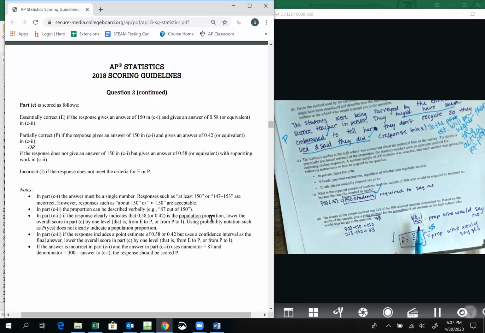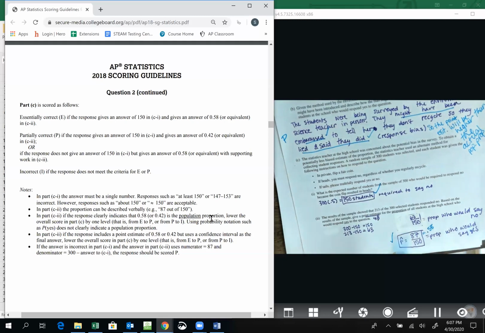I did fall for the trap though the first time I did this question, and I almost did here, where I did the proportion who would say no. So basically we take those 150 students out because those are the students that had to say no. So we just remove them altogether from both the sample and the people who said no. And then we use that to figure out how many people actually said yes, like truthfully said yes.